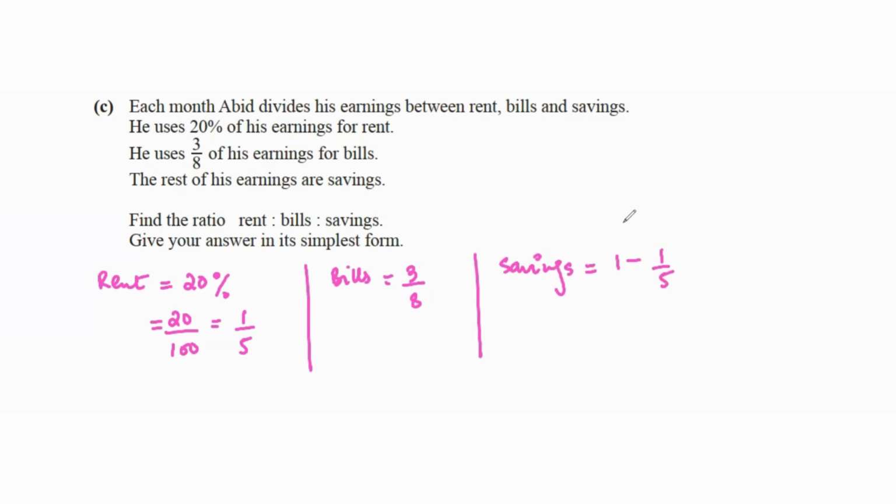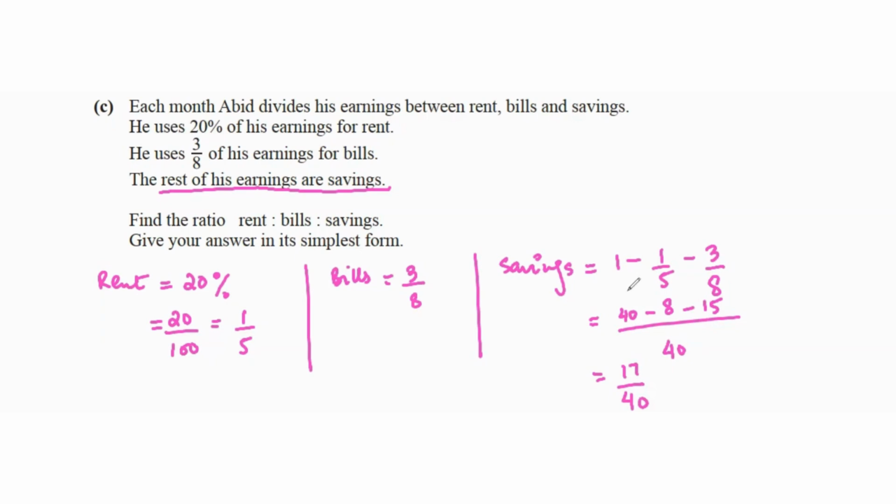If it was in percentage form, you would subtract it from 100% because it says the rest of his earnings are savings. So we're going to take the entire earnings as a whole, which, if we're using the quantities in fraction form, is taken as 1. And if you're using the quantities in percentage form, then you take the whole as 100%. So hence we're doing 1 minus 1/5 minus 3/8, which will be 40 as the denominator, and the numerator will be 40 minus 8 minus 15, which is going to give us 17 over 40.